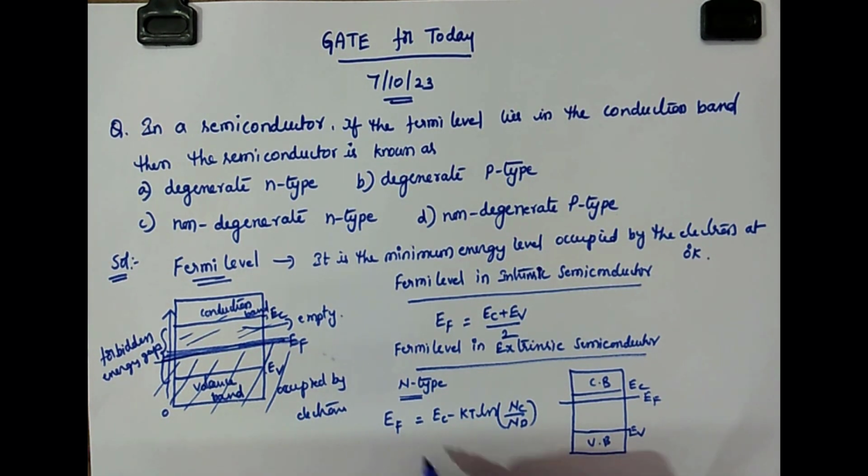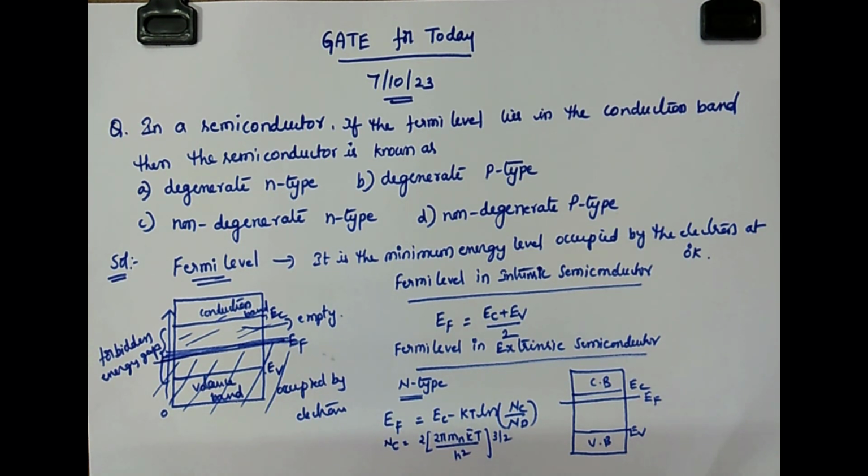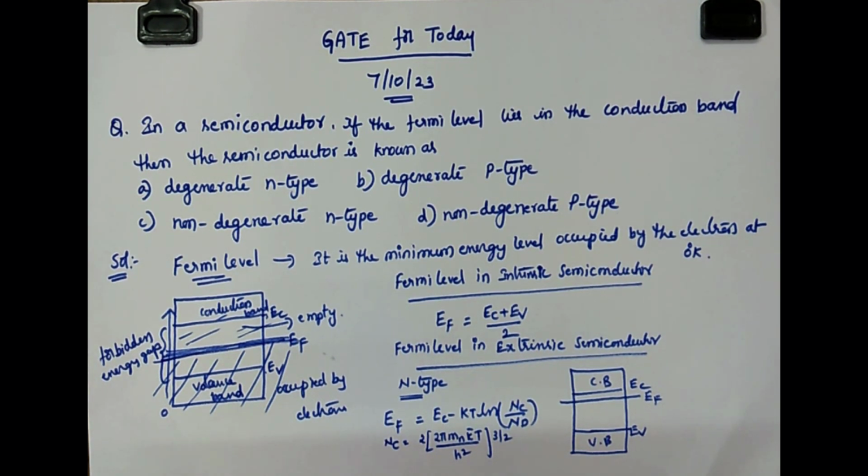Okay. So here what is NC? NC formula is 2 into (2 pi mn k T by h square) whole power 3 by 2. And what is ND? ND is nothing but donor ion concentration. So this is about Fermi level in n-type semiconductor.